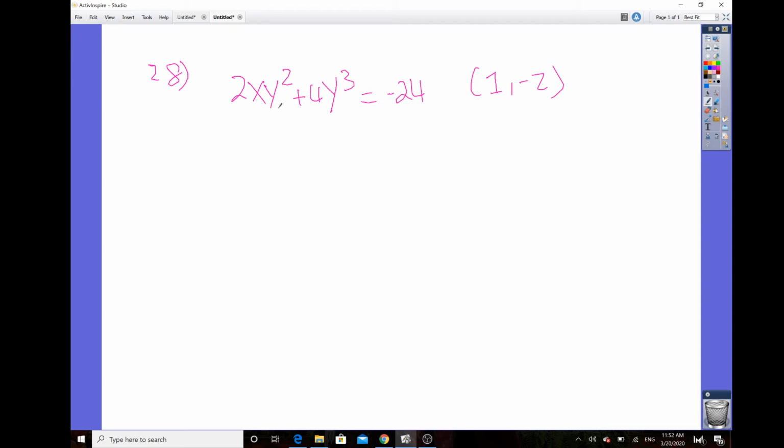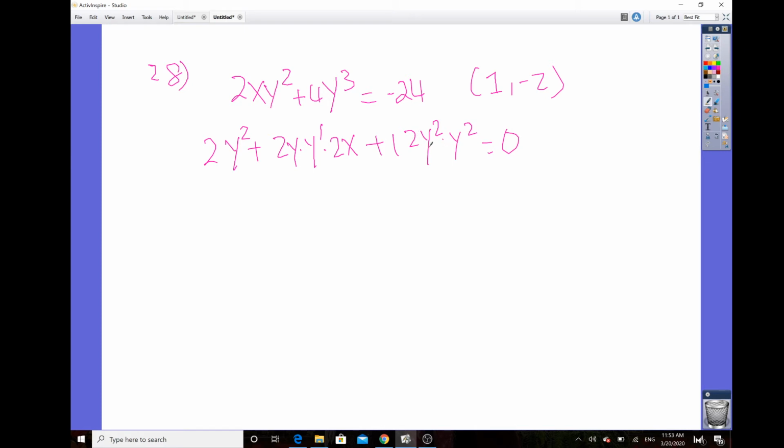Anytime you see x and y both appearing on the same side, that means it's implicit differentiation. So let's use the implicit derivative, with the product rule and the power rule. We have the derivative of 2x, which is 2, times y squared, and then plus the derivative of y squared, which is 2y, then y prime, and then times 2x. And then the derivative of 4y to the power of 3, we do have 12y squared times y prime. Okay, so just want to check that. And then the derivative of negative 24, which is 0. So we just use the power rule, the product rule, and also implicit derivative.